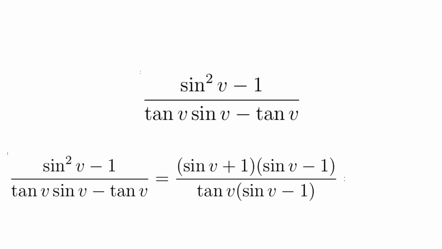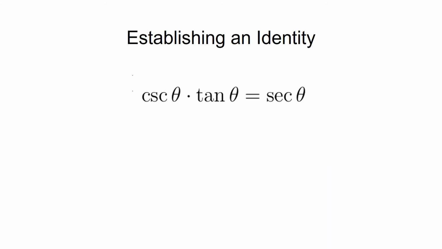When we do, we see that sine of v minus 1 is a common factor to both the numerator and the denominator. We cancel out the common factor, and we're left with sine v plus 1 over tangent of v. And that is as simple as we want to make this.